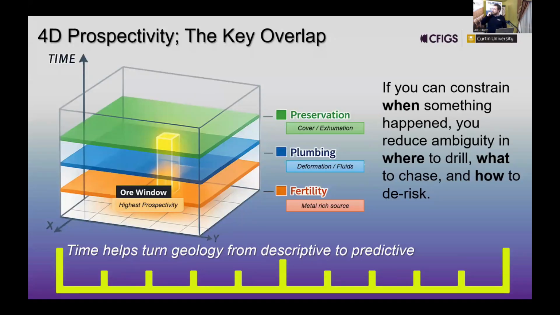If we look at this in a slightly different concept here, we can basically think of space as the bottom here, but time as this vertical axis, and where fertility, plumbing, and preservation all come together along with time, we might be in the ore window. So I think it's reasonable to say time helps turn geology from descriptive into a bit more of a predictive system. So we're helping to reduce exploration risk by adding this time aspect into our mineral system.